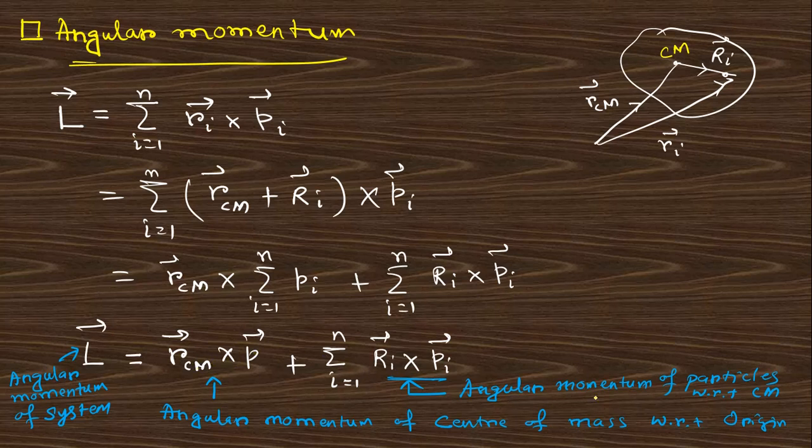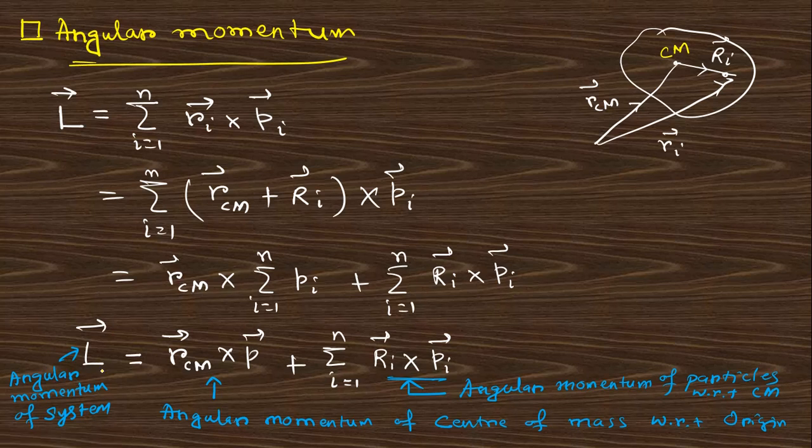And this is the angular momentum of the particle with respect to center of mass, because this radius is taken from the center of mass. This is the angular momentum of the particle with respect to center of mass, and this is the angular momentum of the system of particles.